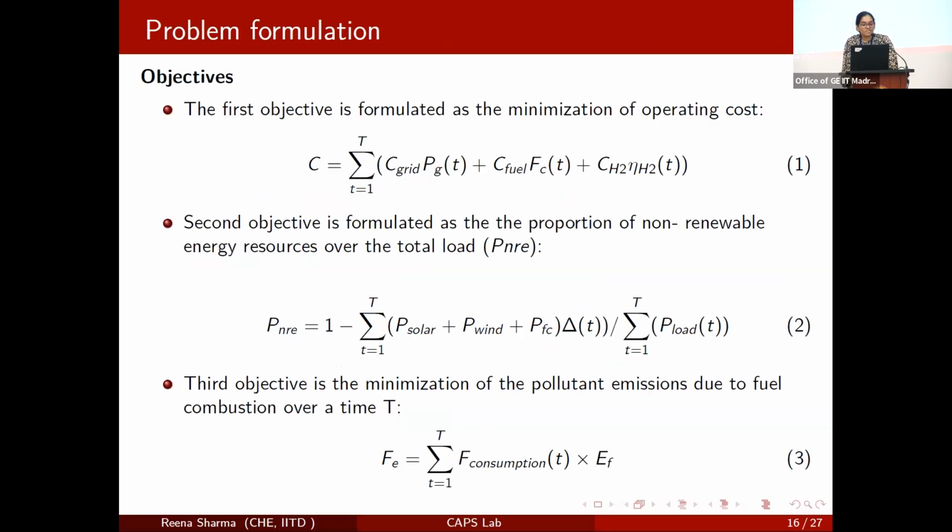The third objective is to minimize the pollutant emissions due to fuel combustion, because as I told you in the previous slide, we have used diesel generators. So basically there are emissions from the diesel generators. How do we reduce these emissions? So the third objective is to minimize the fuel emissions from the diesel generator. These are the constraints that follow.